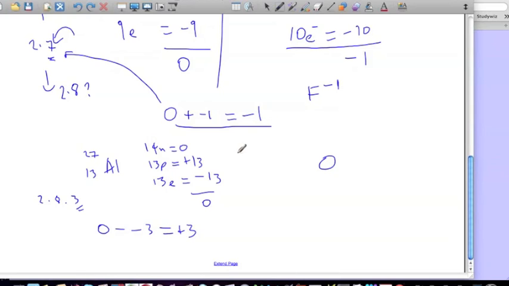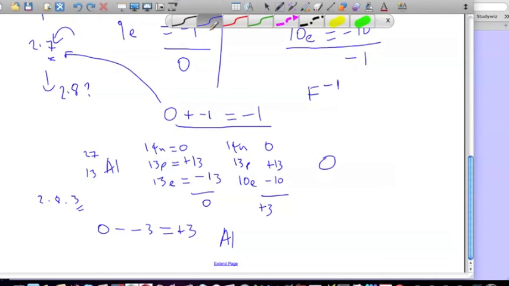Or you could write it has 14 neutrons, 13 protons, but now it only has 10 electrons. 10 electrons is -10, 13 protons is +13, 14 neutrons is 0. It's now +3. Aluminium +3. Okay. Now it's usually written as 3+, so you can write it like that. Although I can't see that it makes too much of a difference.